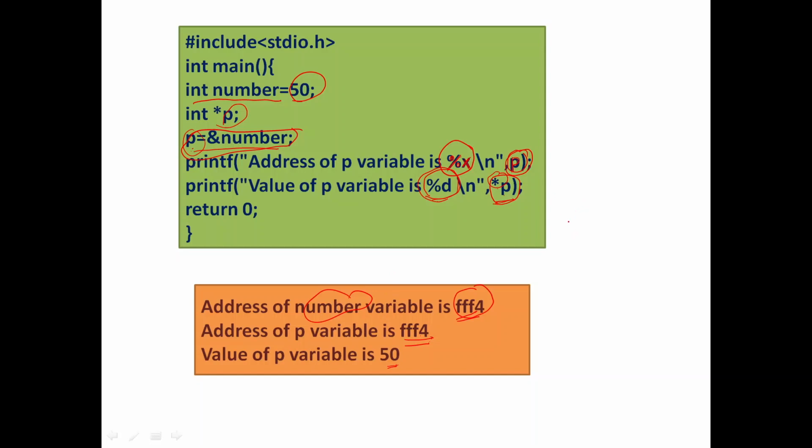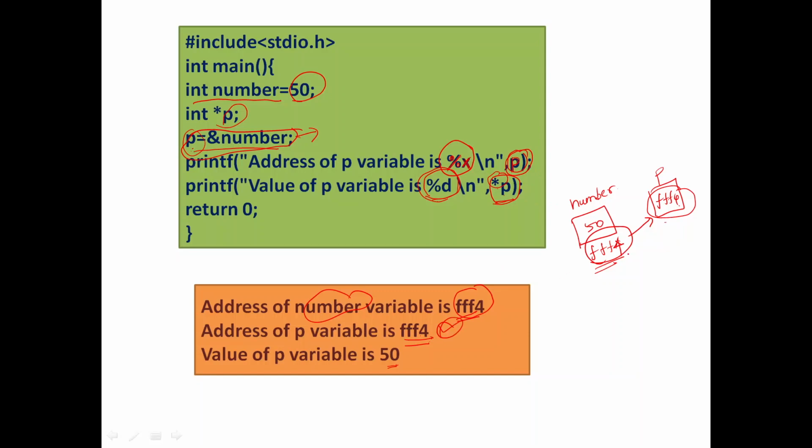By using the diagram we can understand. For example, this is the variable number. It is allocated in the memory at triple F4. So this is the address of the number variable, and the value stored in it is 50. We have created one pointer p, and when we execute this statement, this address is moved to the pointer variable. So when we try to print the value stored in p, this address will be printed. So the output is like this in this line.